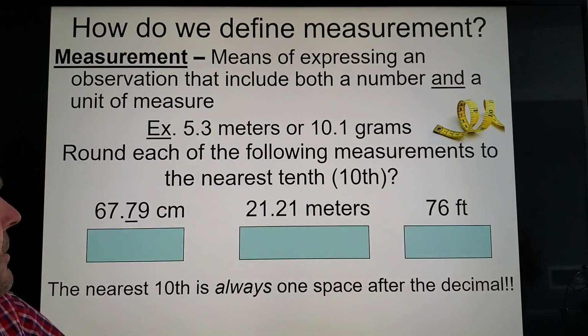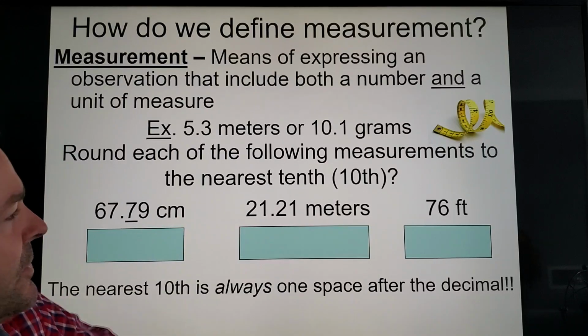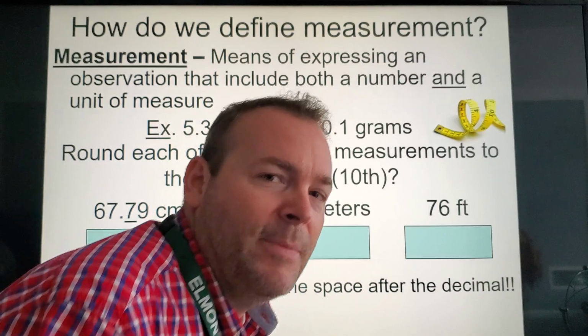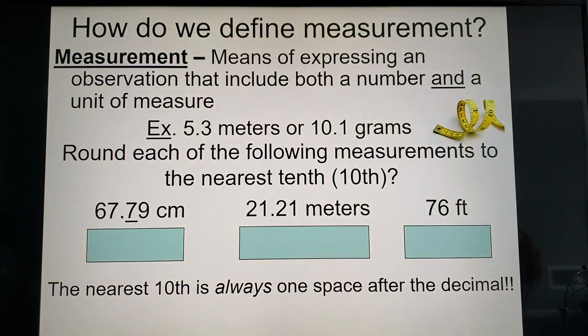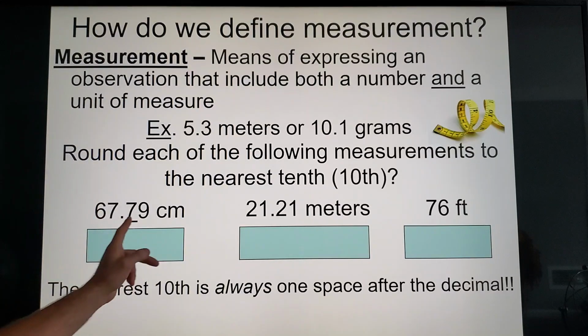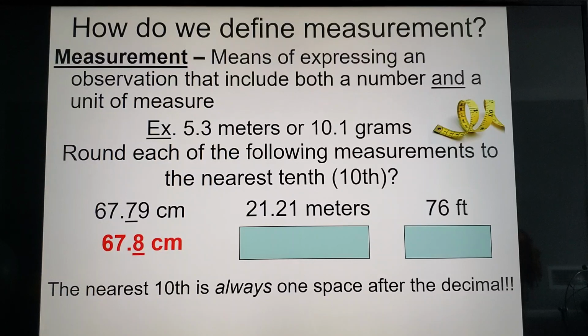So let's see how you do. Round these measurements to the nearest tenth. Remember, that's one number after the decimal. Hit pause, take a minute. Okay, for the first one here, 67.79. If you're going to round that to the tenth, well, the 9 bumps the 7 up to an 8, and there you have it.